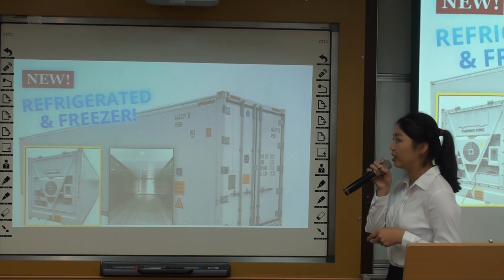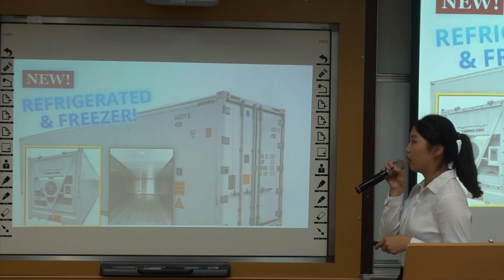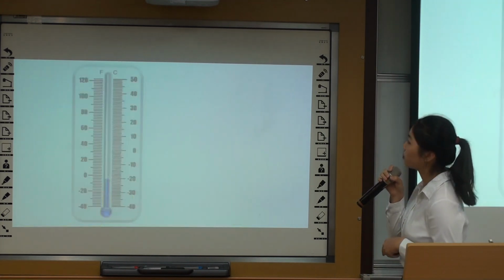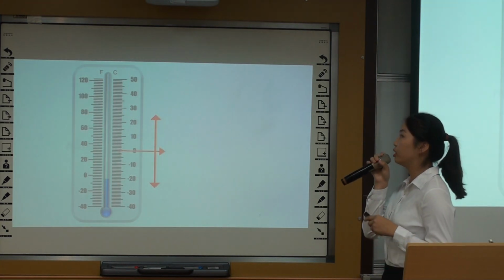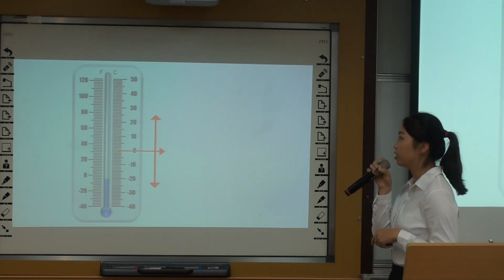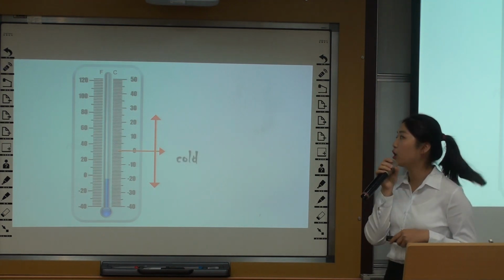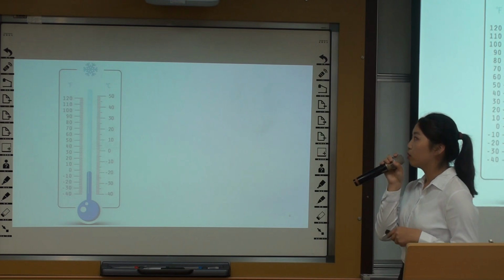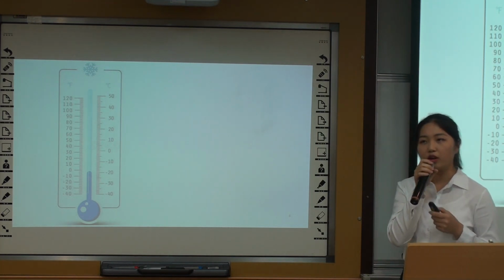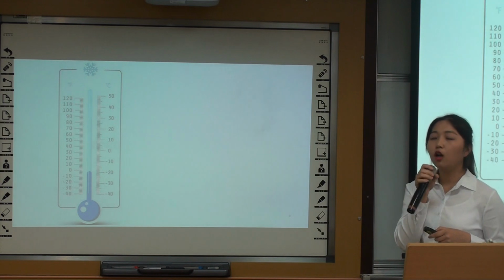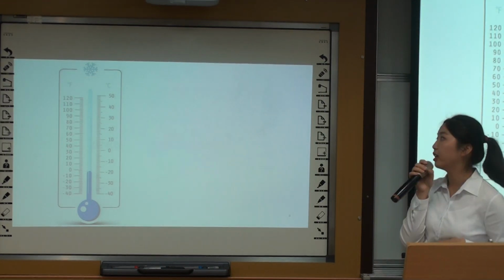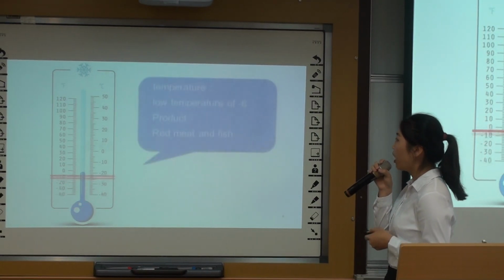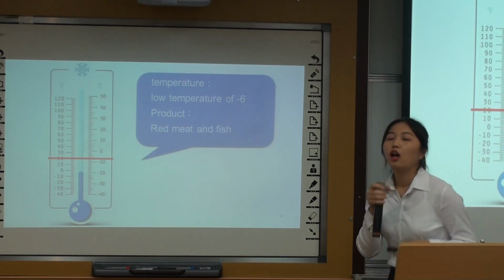And as we can see, it is with air conditioning to control the temperature in the container. And this is its interior. Frozen cargo are divided into three types in accordance with the temperature: cold, cool, and frozen. The cargo of frozen goods are mainly frozen aquatic products and frozen poultry meat. Frozen aquatic products are further divided into low-fat aquatic products, high-fat fish, and red meat fish.